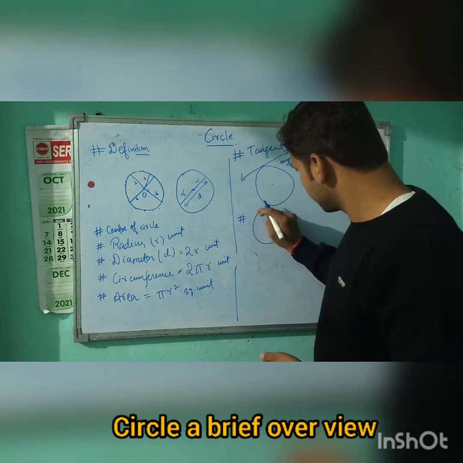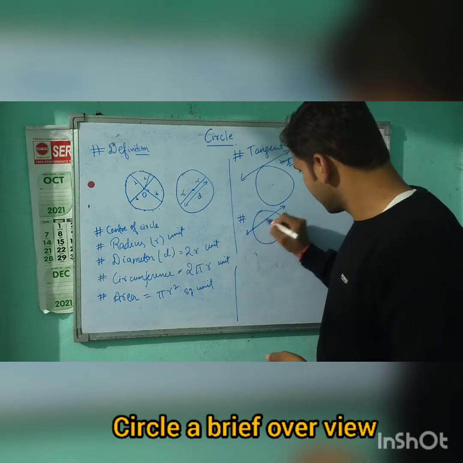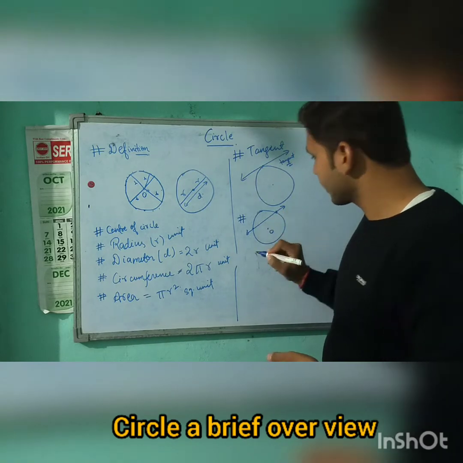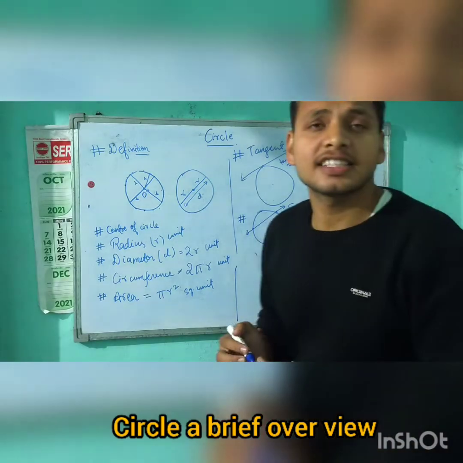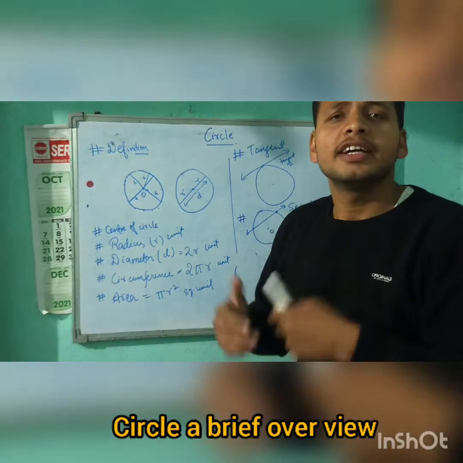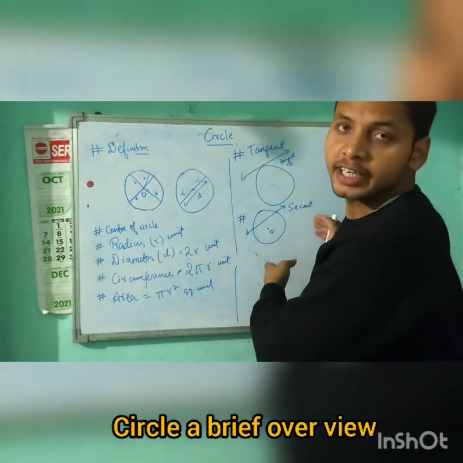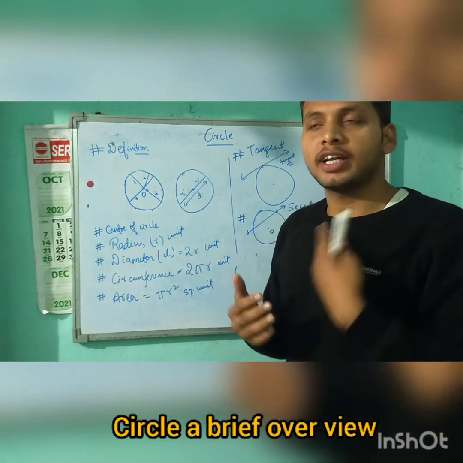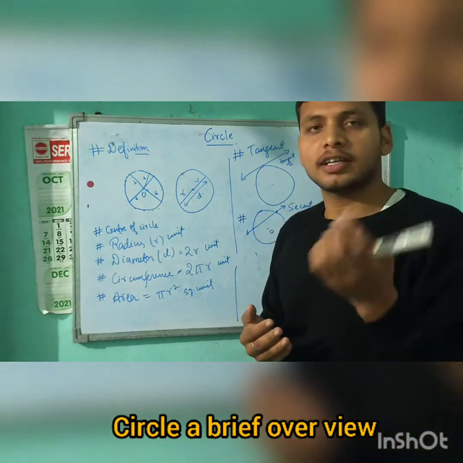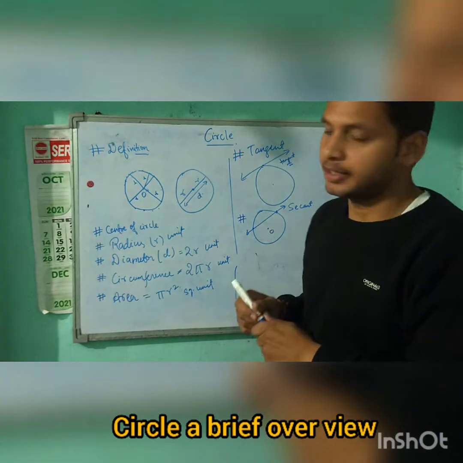And if it passes through two places, it means that line divides the circle into two parts, not equal parts, but two parts. That is a secant. Whenever a line touches a circle at one point, that is a tangent. When it touches at two points, that is a secant.